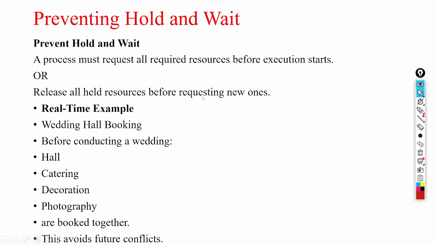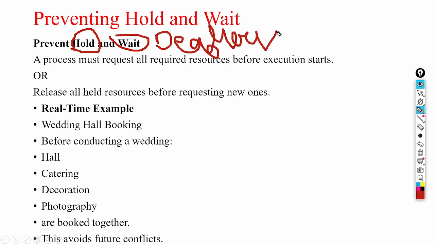The next one is preventing hold and wait. Now let us discuss preventing hold and wait. Hold and wait means a process already holds one resource and waits for another resource. This can lead to deadlock. So we need to prevent this situation.